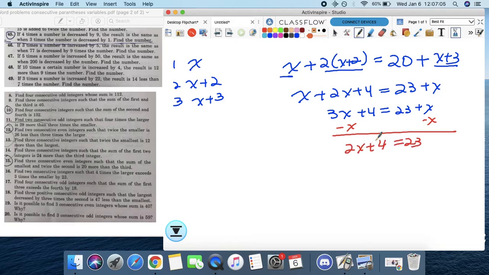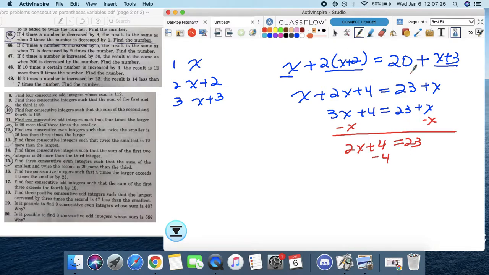Oh, finally, two-step equation. Minus 4. Uh-oh, I think I did something wrong. Minus 4, because this is going to give me a decimal. There's no mistake.